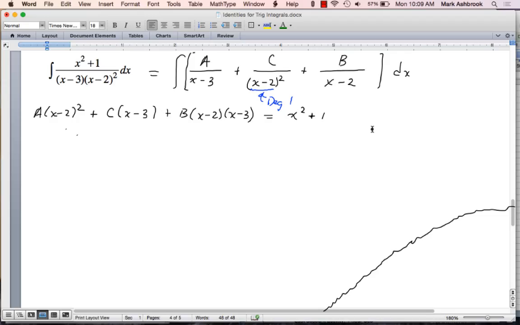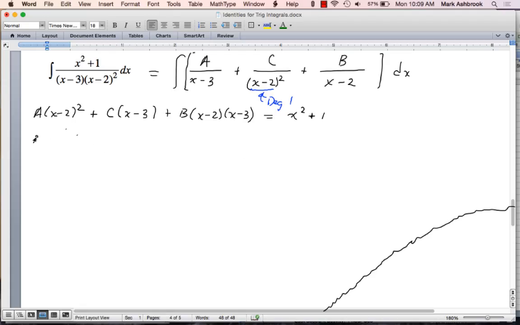So again, I'm going to take those 3 fractions and change each of them so that it has the common denominator of x minus 3, x minus 2 squared. Think about what I have to multiply top and bottom by in each one to get that common denominator. The first one, x minus 2 squared. Second one, x minus 3. And the last one, x minus 2, x minus 3. That has to equal this. Okay, so now we've got to expand this.